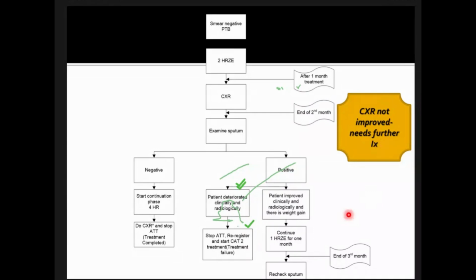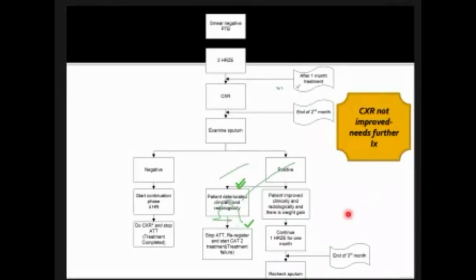And then we examine the sputum at the end of the 2nd month. If it is negative, we go for the continuation phase, and then we go for the normal treatment regime. At the end of treatment, if they are negative, then we classify them as cured, and always look at their chest X-ray. If it is not improved, we need to go for further investigation.